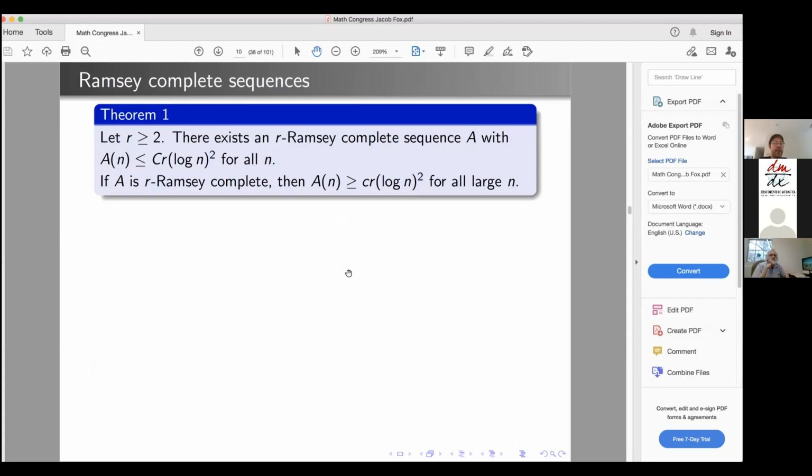There exists an r-Ramsey complete sequence A, where the number of elements in the sequence up to n is at most a constant times r times (log n)^2 for all n. On the other hand, there's another positive absolute constant little c, so that if A is any r-Ramsey complete sequence, then A(n) has to be at least c r (log n)^2 for all large n. So this really tells you how sparse an r-Ramsey complete sequence can be, and this answers the first two questions.